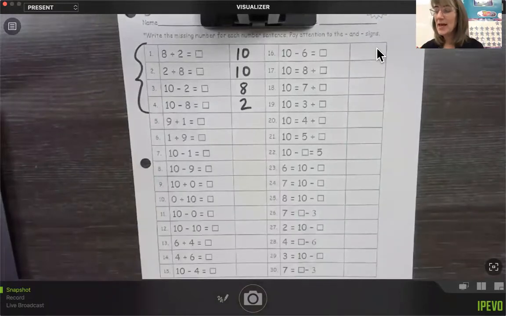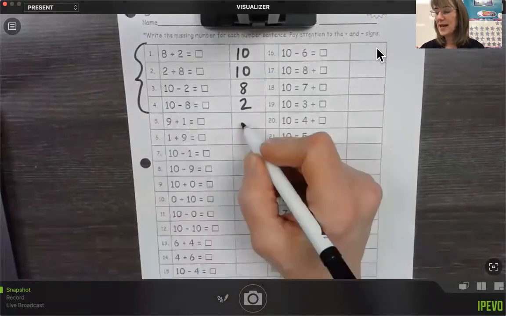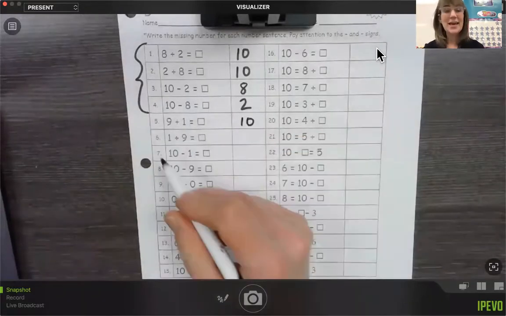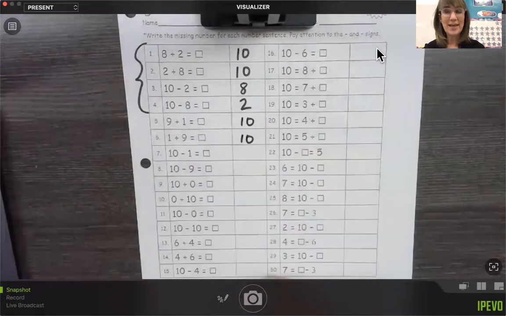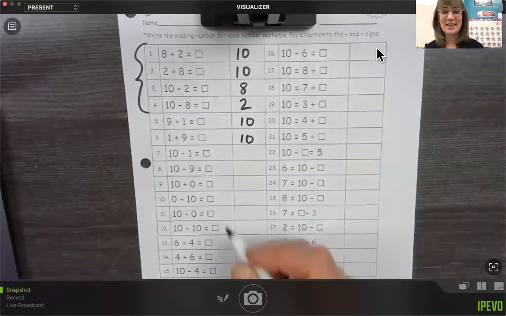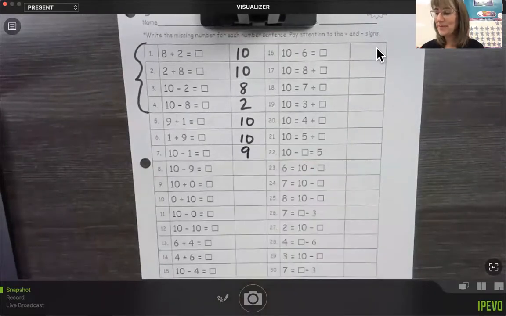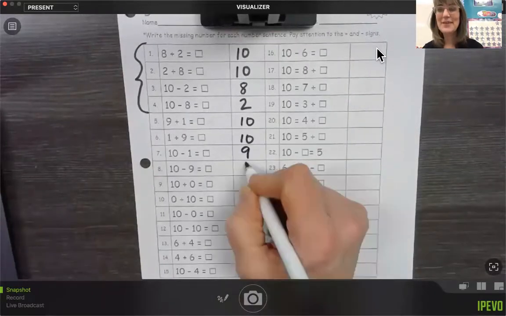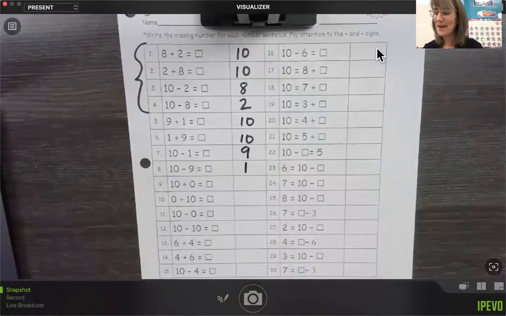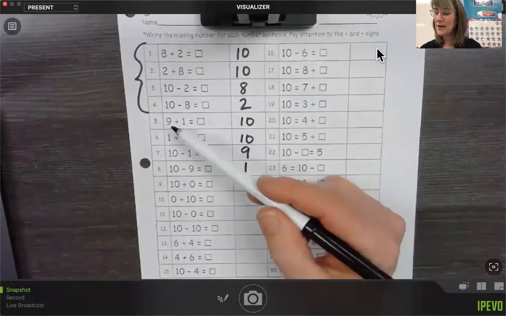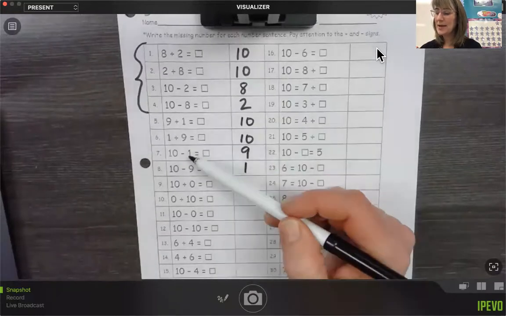Let's watch. 9 plus 1, 10. 1 plus 9, 10. 10 minus 1, 9. 10 minus 9, 1. What do we call that? A fact family. All 4 of them have 1, 9, 10.